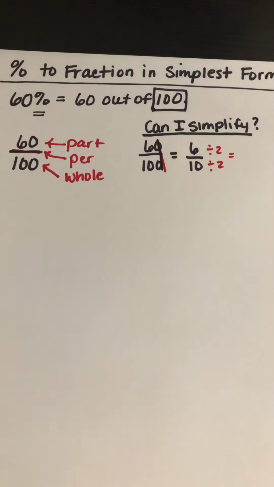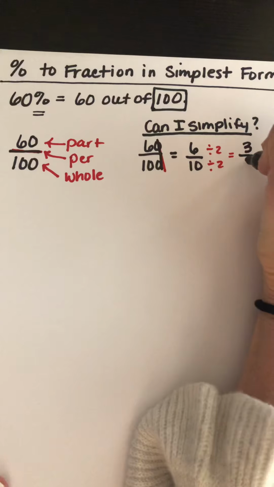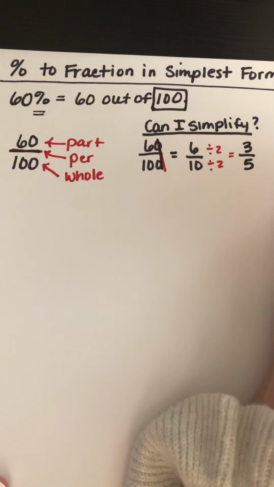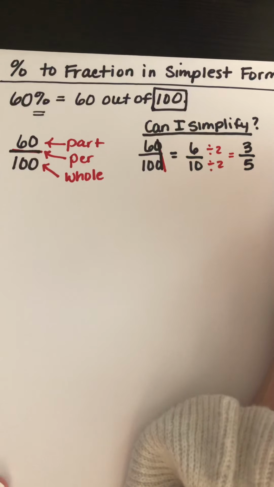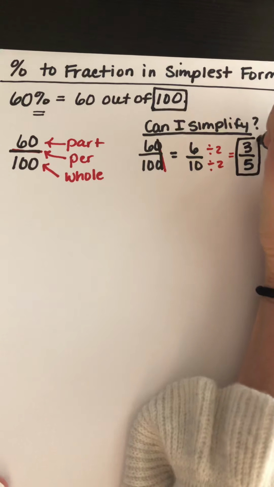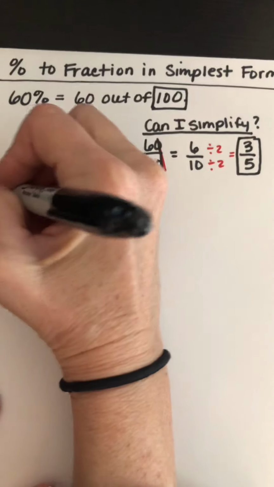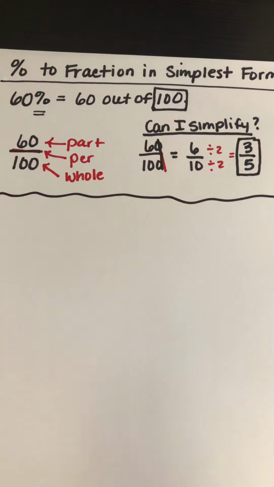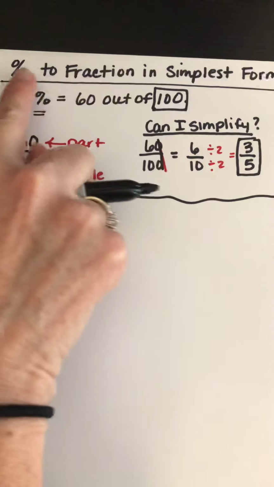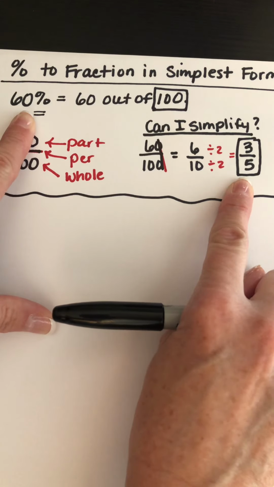Right? They can both be divided by 2, and 6 divided by 2 is 3, and 10 divided by 2 is 5. Can I simplify any more? No, I cannot. 3/5 is in simplest form. Let's try another problem. That's it. 60% written as a percent to a fraction in simplest form. 60% is 3/5.